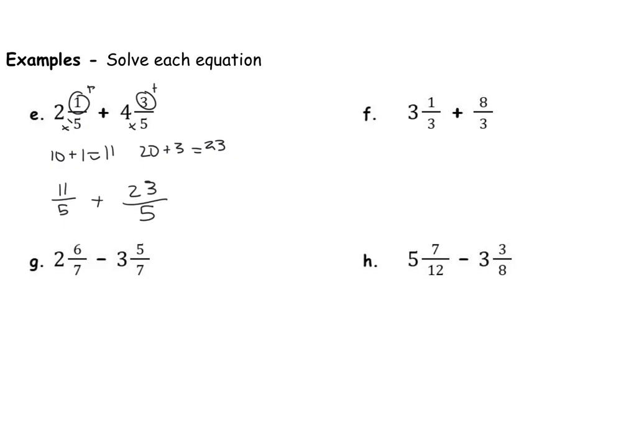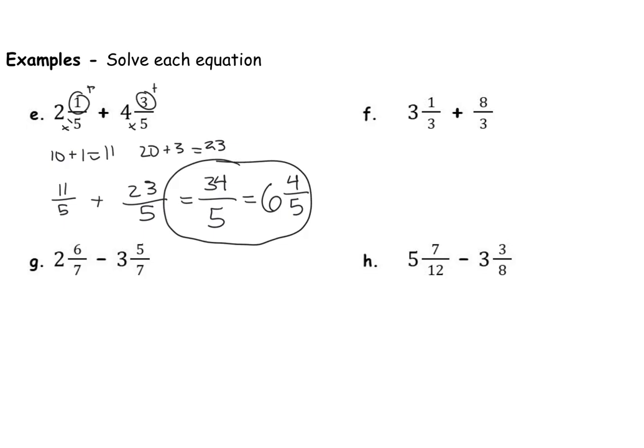And now this becomes really nice. Okay, I have common denominators. I'm going to keep my denominator the same. We're going to add 11 and 23, which is 34. You can keep it like this. Typically, when we work with mixed numbers, we want our answer to be a mixed number. So I'm going to say, hey, let's do this really quick. 5 goes into 34 6 times, and there is 4 left over in my remainder. So either one of these work for an answer.